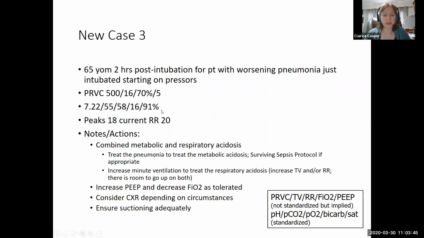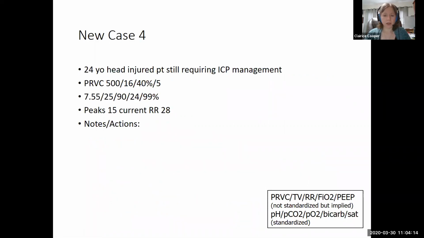Additionally, the patient is saturating okay, but we have a suboptimal FiO2. So we're going to increase our PEEP so that we can drive down our FiO2 as tolerated. If we haven't already, we would get a chest x-ray, making sure there's no mucus plugs or other things requiring immediate intervention, making sure that the endotracheal tube's in good position, etc. Make sure that we're suctioning the patient adequately. Next case, I'll pause while you consider what you would do.